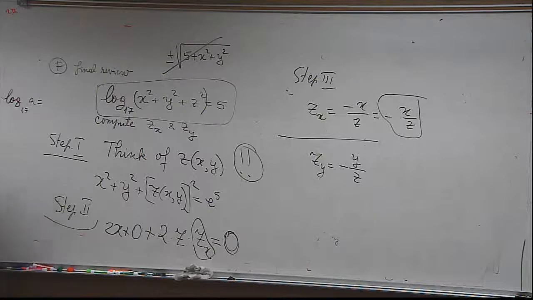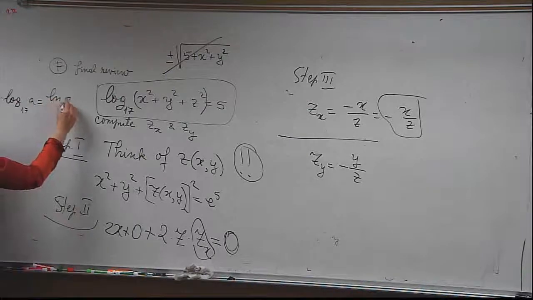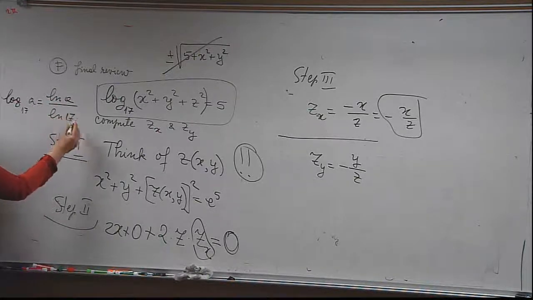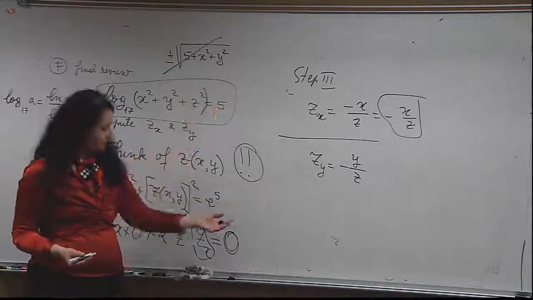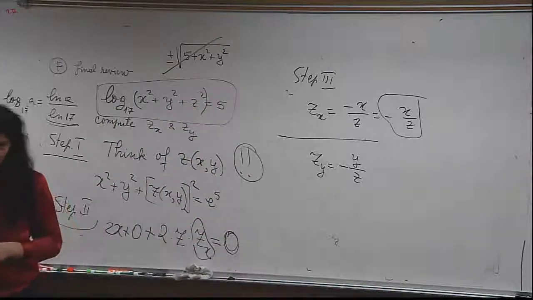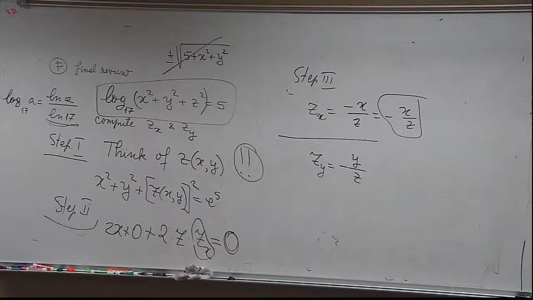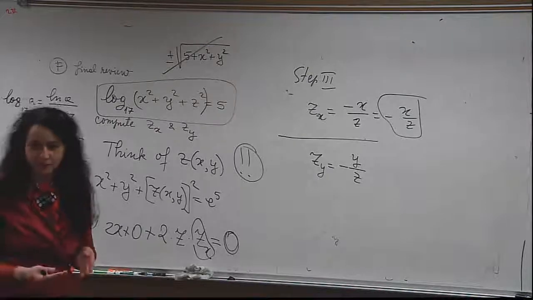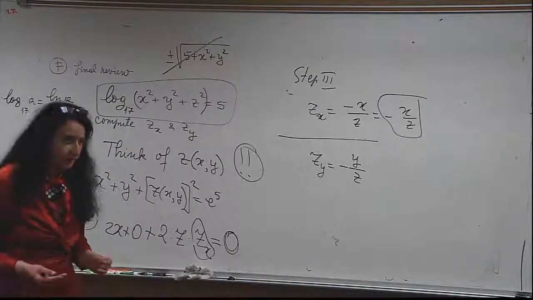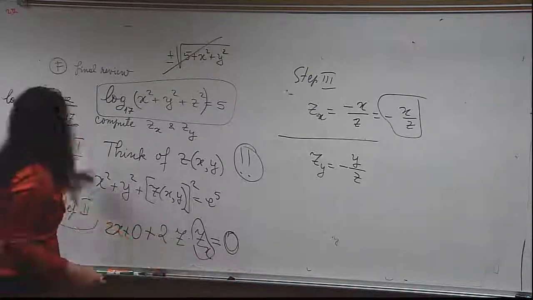Expressed in terms of natural logs. Natural log of A over natural log 17. Very good. So what does this matter? In the end, you multiply it through, you do the derivative, you still get the same answer. Some people are trying to make things scarier than they are, just to impress. But when you think of the problem, it's a piece of cake. So don't be afraid of it.